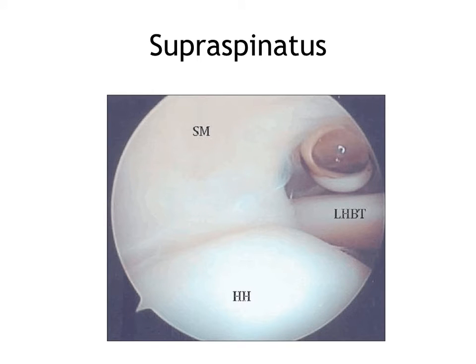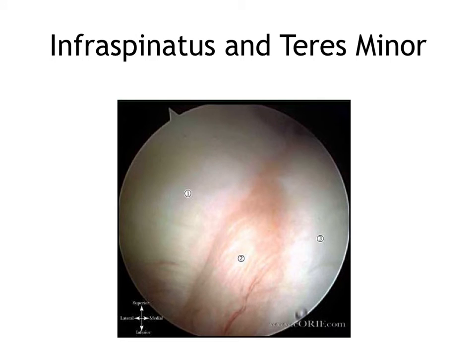By rotating your scope laterally, you will be able to appreciate the undersurface of the rotator cuff and the insertion of the supraspinatus muscle onto the humerus. These are identified in the picture. As you bring the scope more posteriorly, and by looking inferiorly, you'll be able to see a small bare area, which is normal, as well as the attachment of the infraspinatus and teres minor.